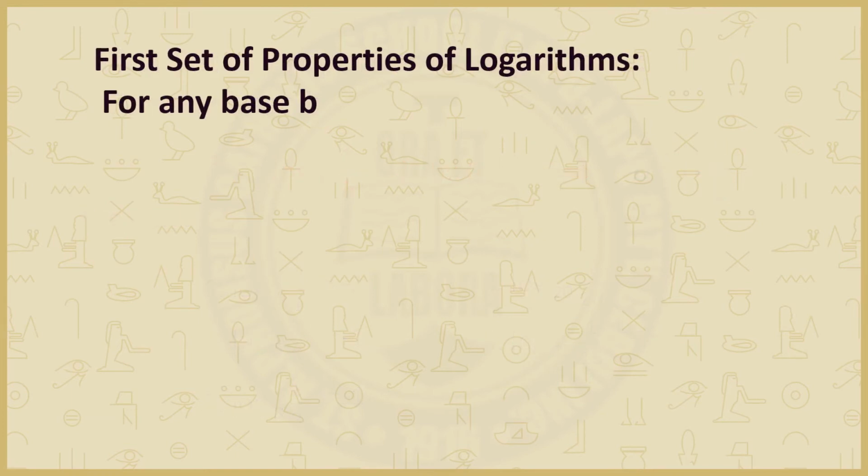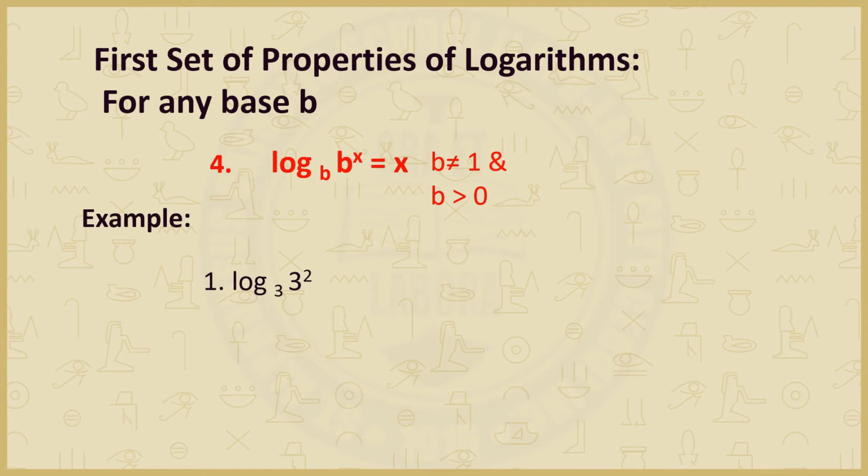Fourth property of logarithms, for any base b, the logarithm of b raised to x to the base b is equal to x, in which b is not equal to 1 and b is greater than 0. For example, the logarithm of 3 raised to 2 to the base 3 is equal to 2. The logarithm of 5 raised to 3 to the base 5 is equal to 3.